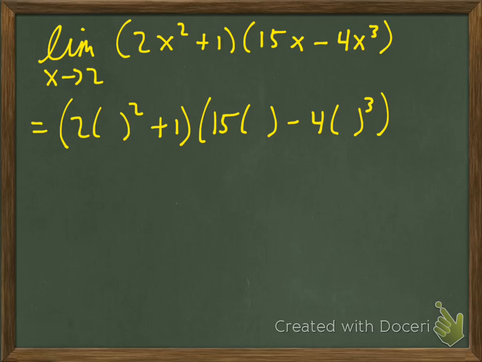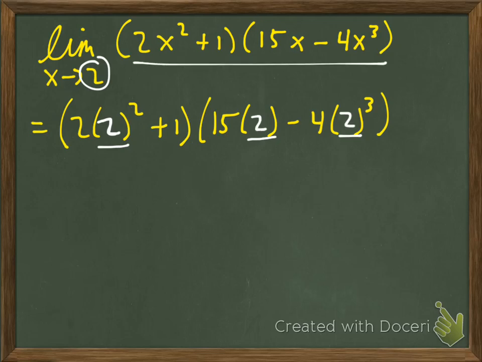Anyway, I just left some space here for what we're going to replace x with, and we're going to replace x with 2. And so we have 2 there, 2 there, and 2 there. You don't need to multiply out these binomials. The limit of the product is the product of the limits.